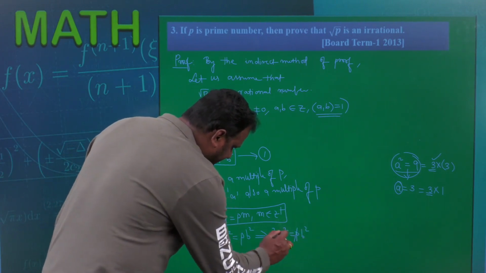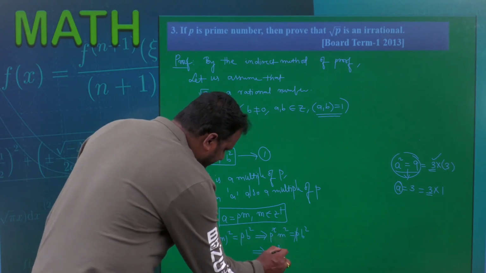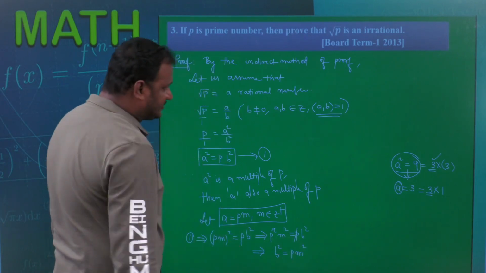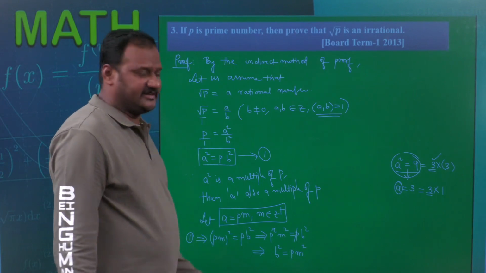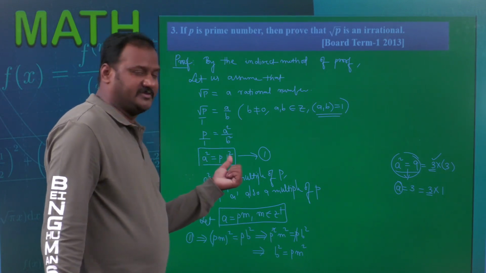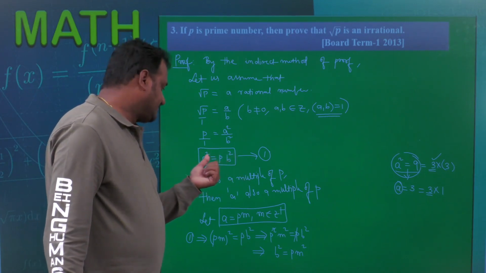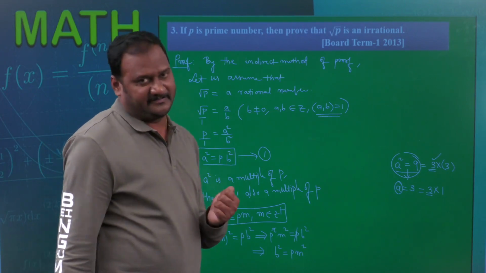Can we cancel one p and one p here? Finally, what we get here is b square is equal to pm square. What do you mean by this, b square is equal to pm square? This is same as a square equal to pb square, where a square is equal to pb square means a square is a multiple of p, then a would also be a multiple of p.